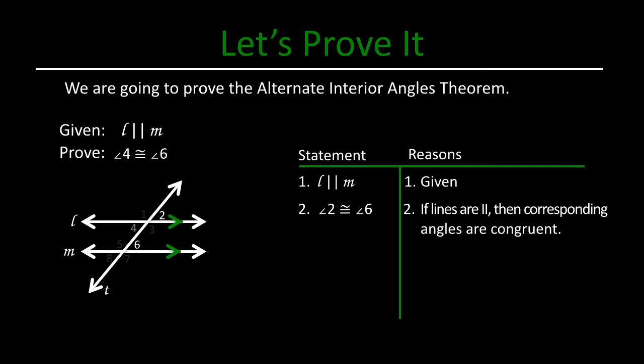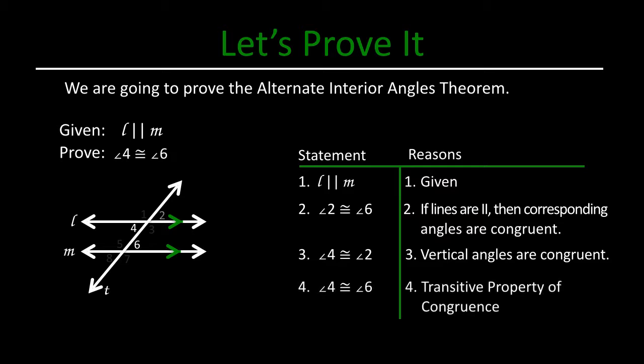I'll put back our angle 4 because angle 4 is congruent to angle 2. Why? Because vertical angles are congruent. Now we can finally say that angle 4 is congruent to angle 6 because of our transitive property of congruence.